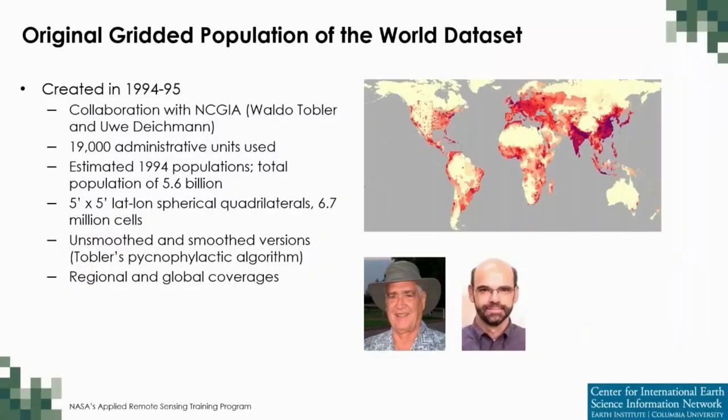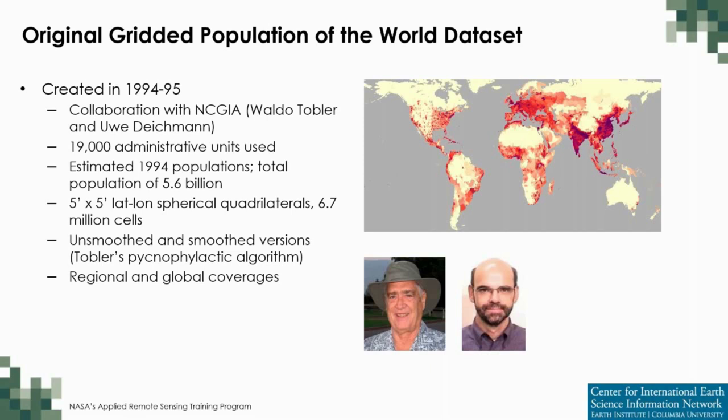So I'd like to start with just a little bit of history about gridded population data and some of the early applications. I actually started working with our gridded population of the world data set back in the early 1990s when a geographer named Waldo Tobler came to us with this idea of gridding population on a 5-minute long grid to help improve the way people viewed population around the world.